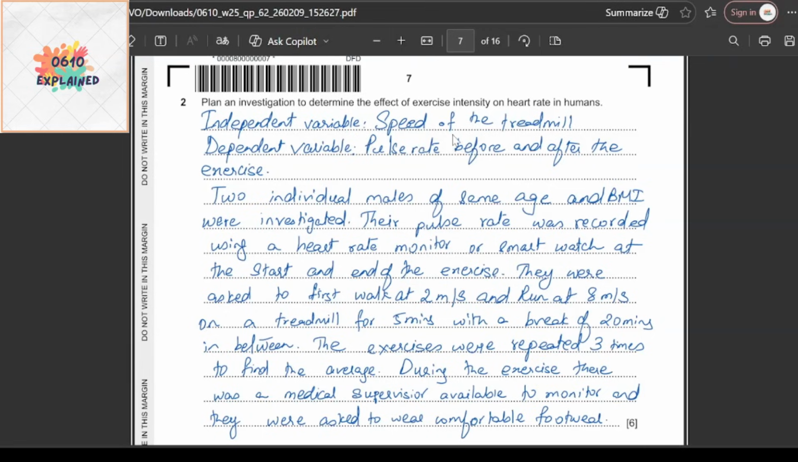I am designing this experiment on the treadmill. So the speed of the treadmill will be the independent variable. The dependent variable will be the pulse rate before and after the exercise.